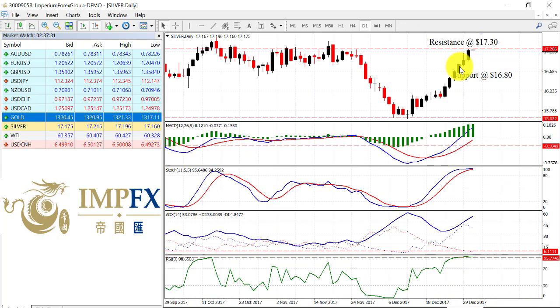And to wrap up with silver, well, the market has reached its target of $17.30, and I am at this point looking for a correction back to the downside. We are extremely overbought, and you can see here that the recent challenges towards this level did fail, and we may do so again, with the initial support still holding at 116.80.